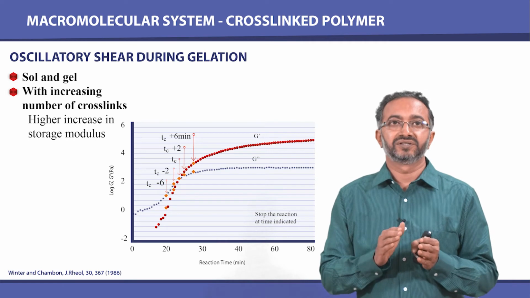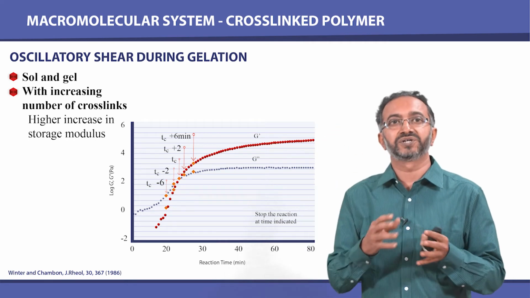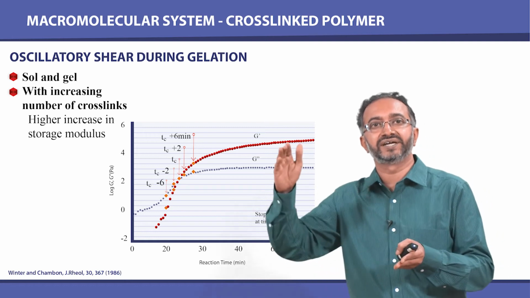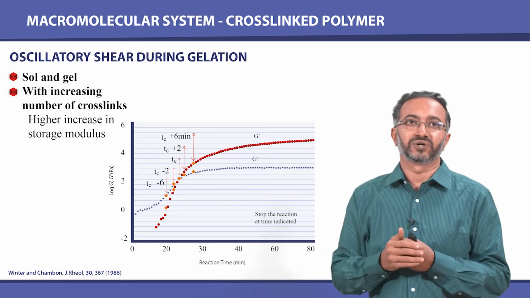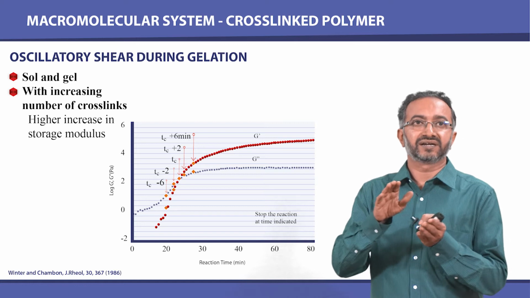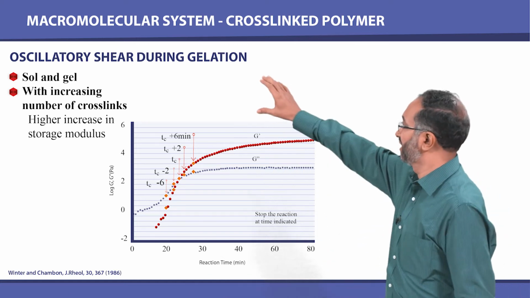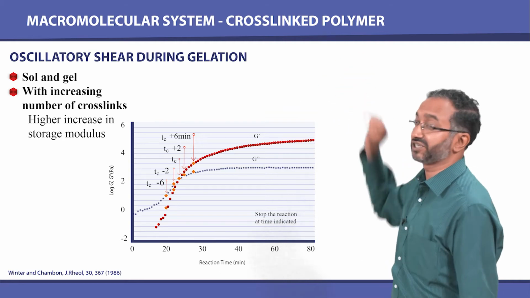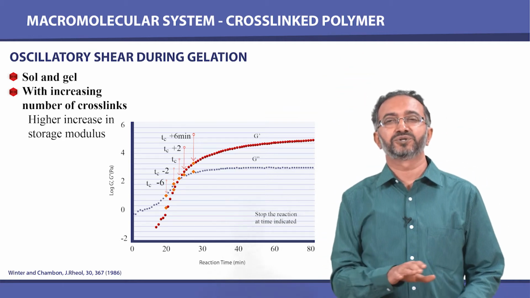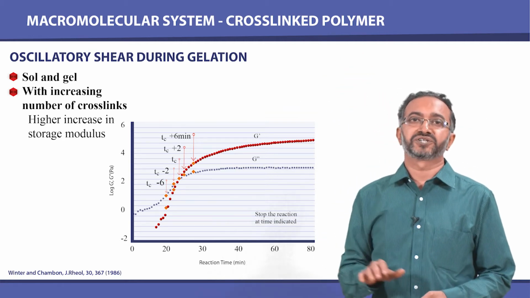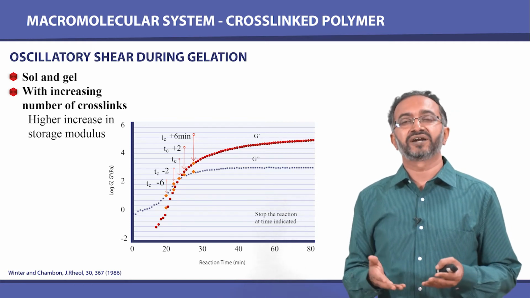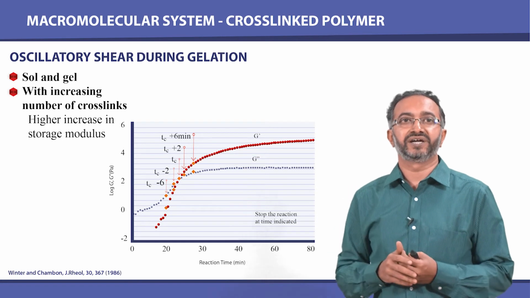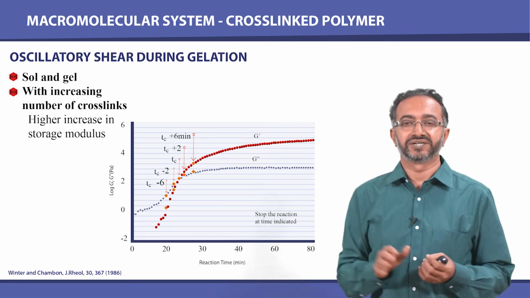And so, at different times you would observe that the overall fraction of sol and gel keeps varying in this material as time goes on. At very large times, the reaction is pretty much complete, and both G prime and G double prime become constant and independent of time. Therefore, the overall cross linked polymer has been obtained and the reaction has been completed.